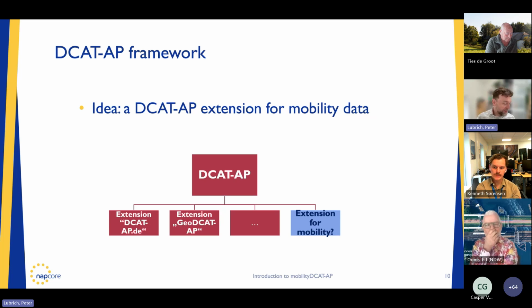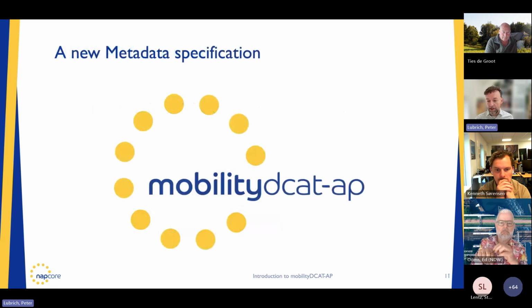And when we did our analysis, we found, oh, there's not really something for the mobility people. So we thought, why is it missing? There were some experimental ones, but not really on a major level. So we thought, let's go this way. Let's work on an extension for mobility. And guess what the title is? MobilityDCAT-AP. We just follow the same path and take the prefix mobility. This is the term, our brand, and our logo.